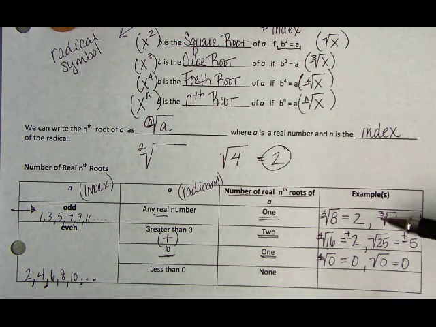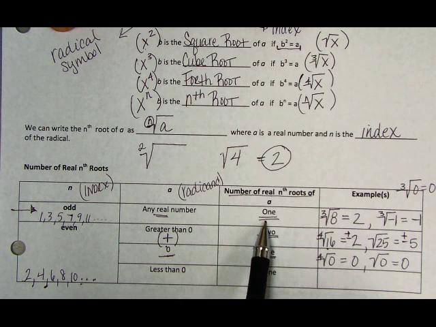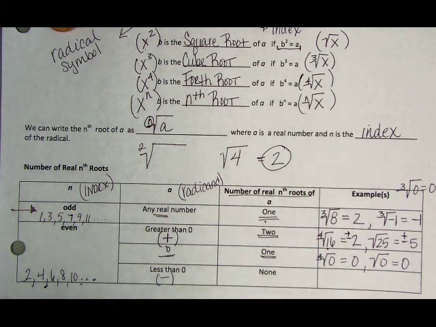We didn't need to talk about that above because the cube root of 0 obviously is 0, and we have 1 solution, so that still works up here. If we have a negative radicand, so a number less than 0 inside my radical symbol, and I still have an even index, I'm going to have no solution.